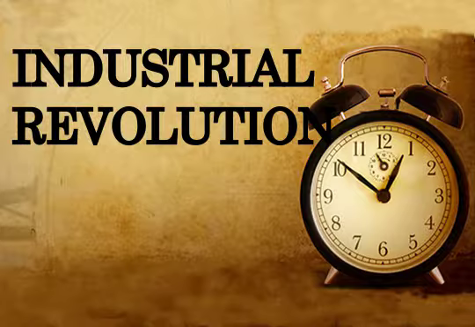Textiles were the dominant industry of the Industrial Revolution in terms of employment, value of output, and capital invested. The textile industry was also the first to use modern production methods.